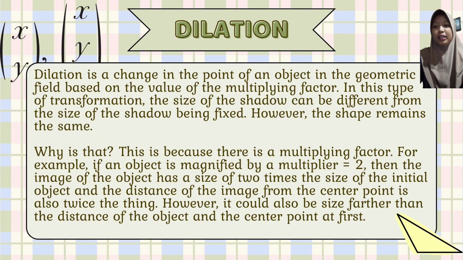For example, if an object is magnified by a multiplier equal to 2, then the image of the object has a size of 2 times the size of the initial object, and the distance of the image from the center point is also twice that of the object. However, it could also be sized farther than the distance of the object and the center point at first.